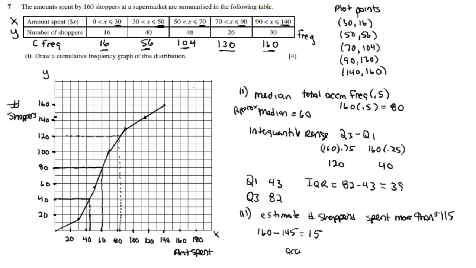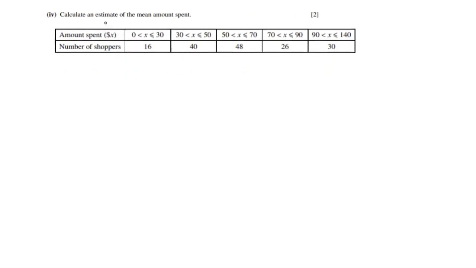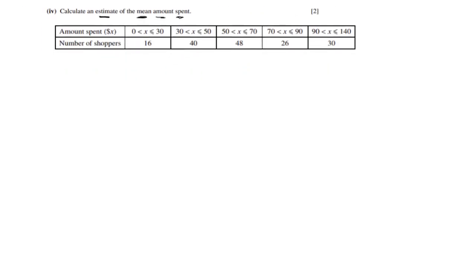So the number of shoppers is going to be 160 minus 145. So I say it's 15. They'll accept 9 to 16. So again, you got to be careful, but there's going to be some leeway. Now this last one, they want us to calculate an estimate of the mean that's spent. We're not going to use the graph to do that. We're going to use the table, and it's kind of switching gears.